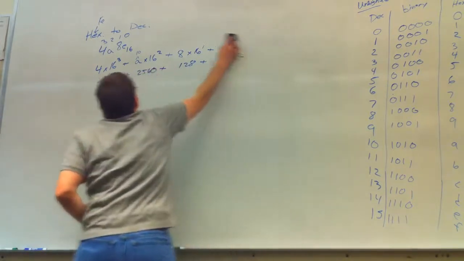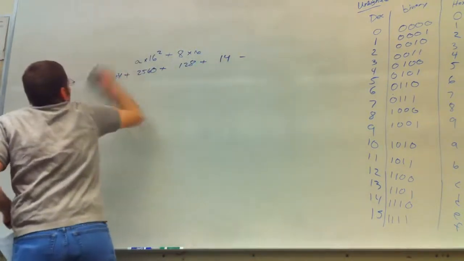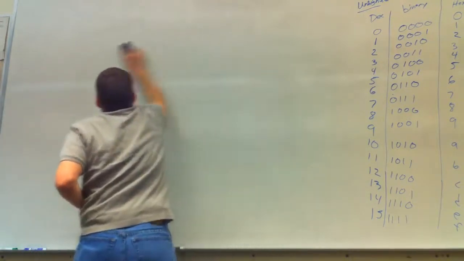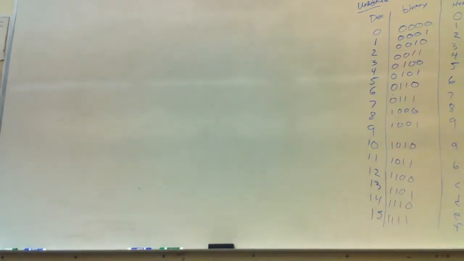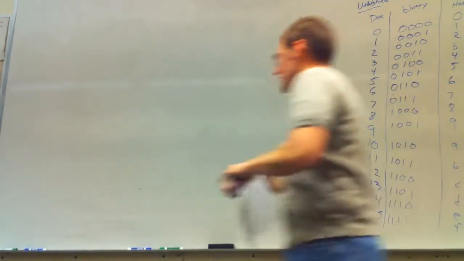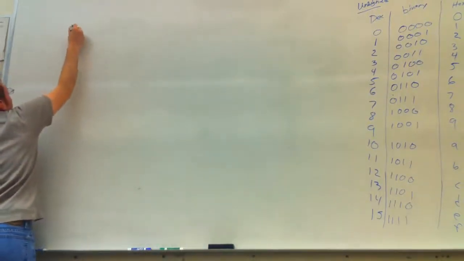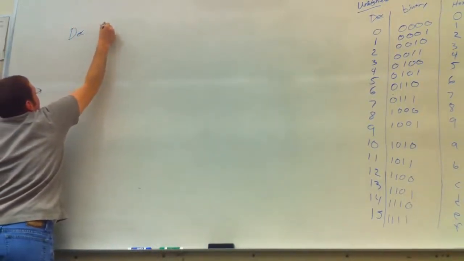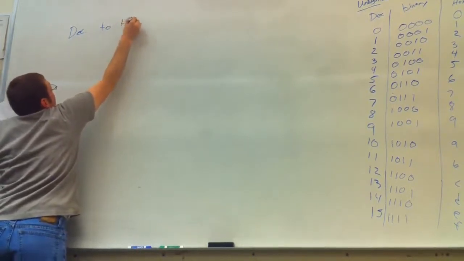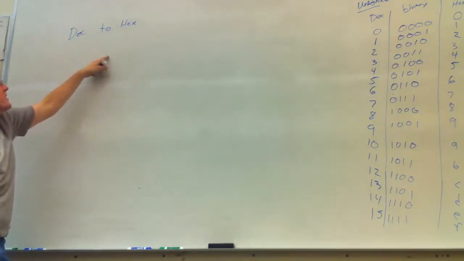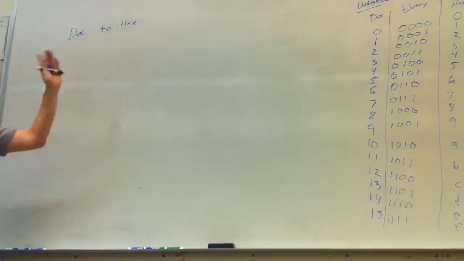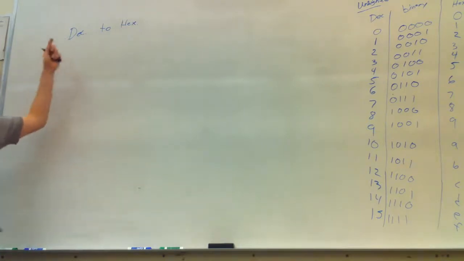Next. So now we'll go to decimal to hex. Now, I don't mind which way you do this in homework assignments or in your tests or quizzes. If you want to go from decimal to binary, then binary to hex, I'm okay with that. Either way, it works. You converted the number from decimal to hex.